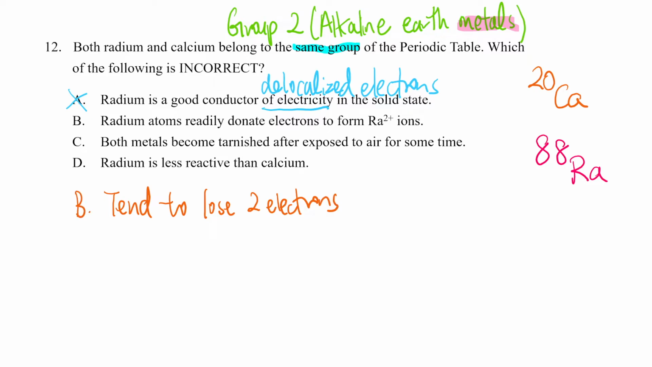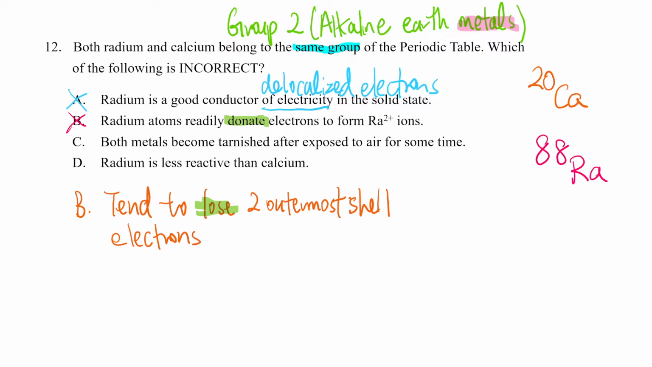I'll maybe write it for B here. Tend to lose 2 electrons, 2 outermost shell electrons. So that they could become stable, or they could form ions. Now, the meaning of losing here is the same as donating. So hence why radium atoms will lose or donate electrons to form radium 2+ ions. That's definitely true. So option B is also wrong.